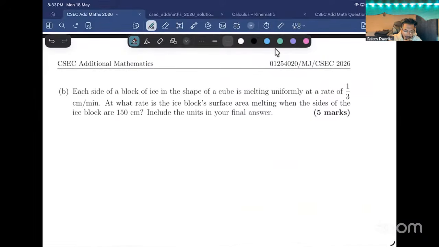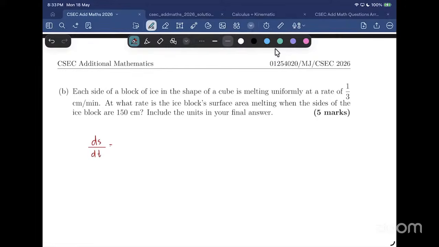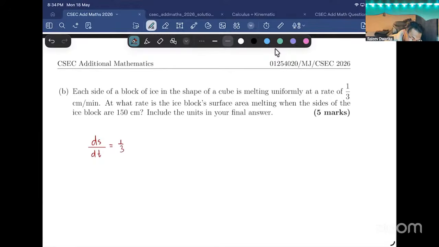Each side of a block of ice in the shape of a cube is melting uniformly at a rate of 30 centimeters per minute. So from that piece of information, I know that the length of my side, I could say ds dt, is melting at a rate of 30. Now, if they say melting, it's implied that my length is decreasing. So I don't need to put negative because they already said it is melting uniformly. So I am just going to say ds dt is 30.